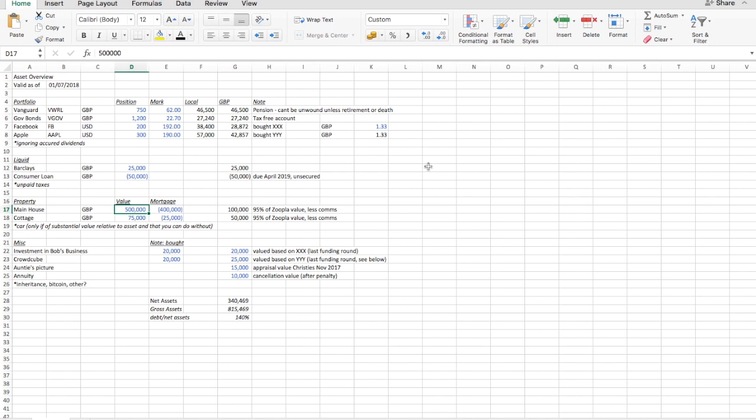So I hope this gives you an idea how this kind of spreadsheet could be put together. It's very basic, and again, it's completely random numbers. So you should recreate this with numbers from your own economy.